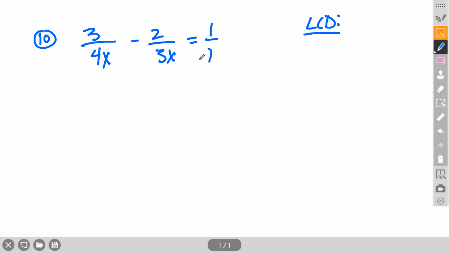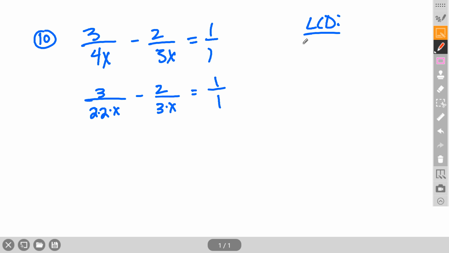All right, number 10, 3 over 4x minus 2 over 3x is equal to 1. We'll write that as 1 over 1. So we're looking for the LCD of all three, so let's factor all three denominators. So 4x, 4 is 2 times 2, and then times x. 3x, that's just 3 times x, and then 1.